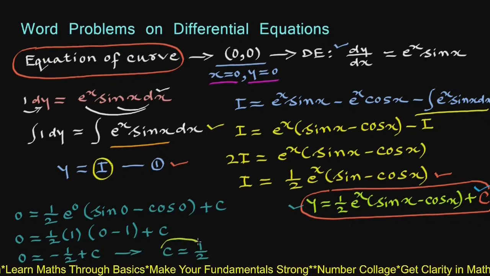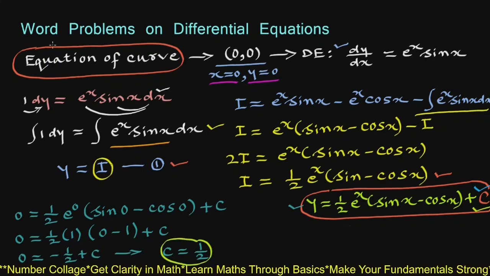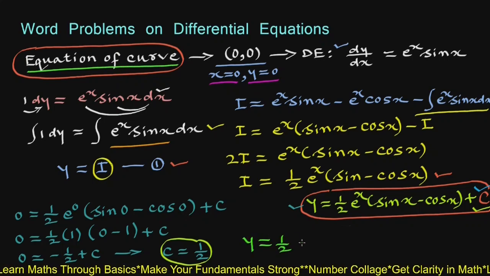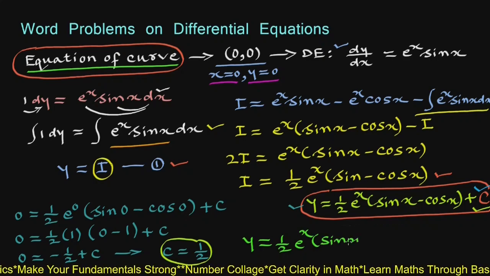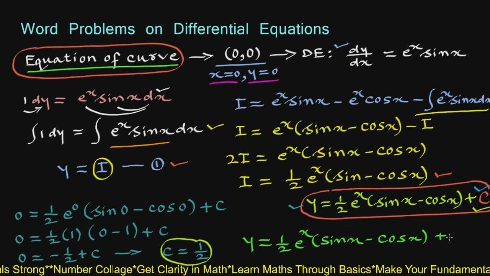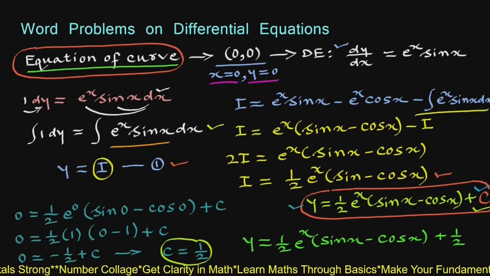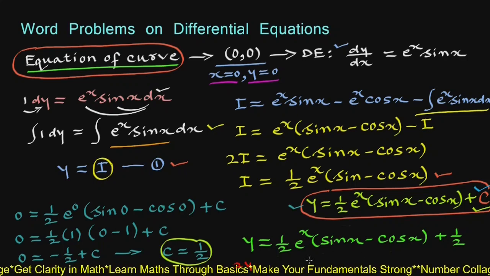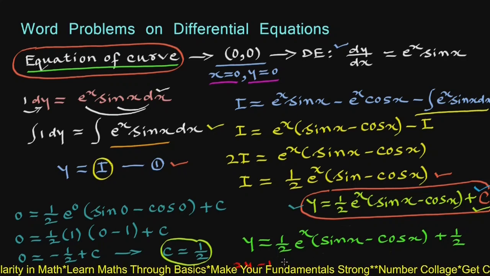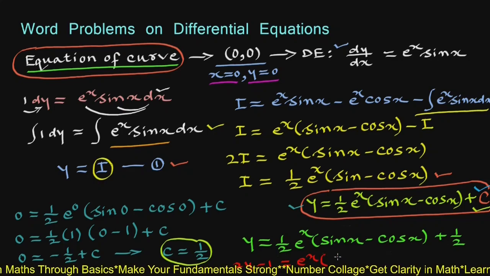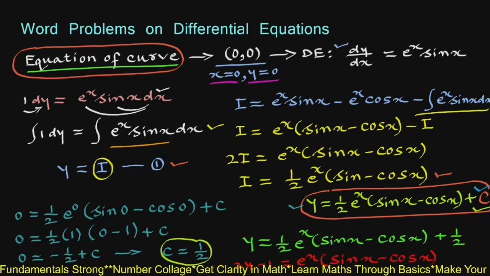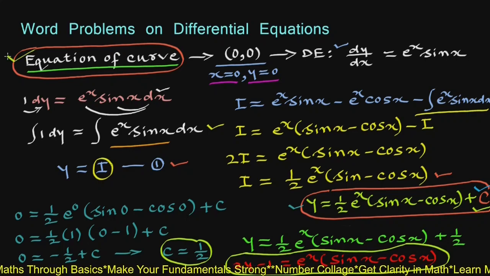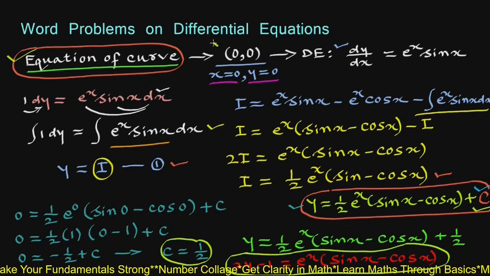Now by using this value of c, we will write the equation of the curve as y equals half e raised to x into sin x minus cos x plus half. In the simplest form, multiplying by 2, this will be 2y, and bringing this 1 on the left hand side, it will be 2y minus 1 equals e raised to x into sin x minus cos x. So this will be the solution, the equation of the required curve which passes through the origin.